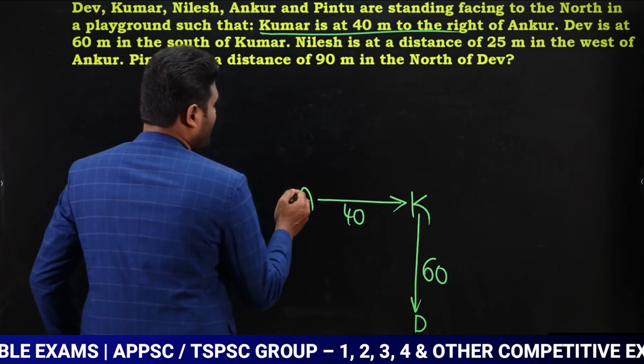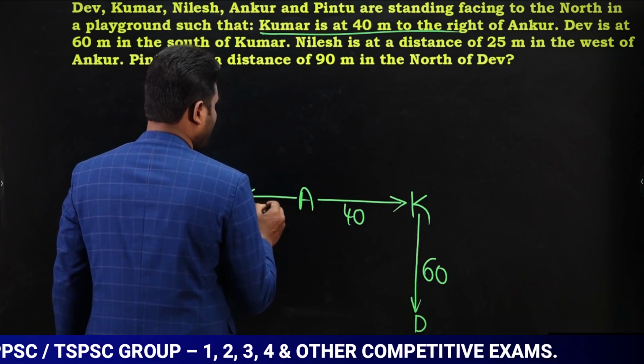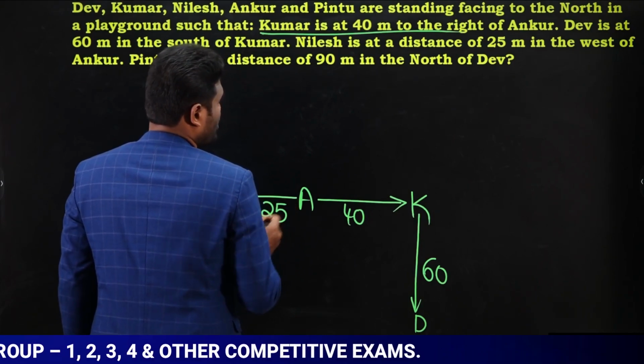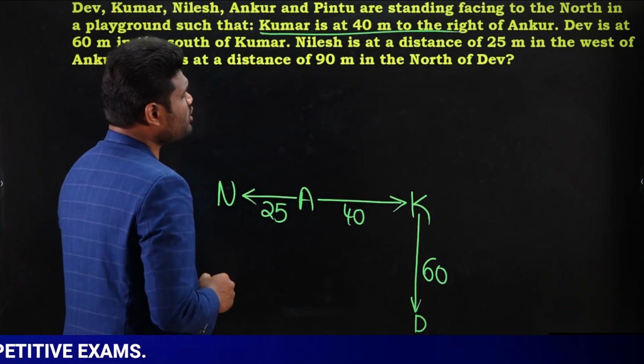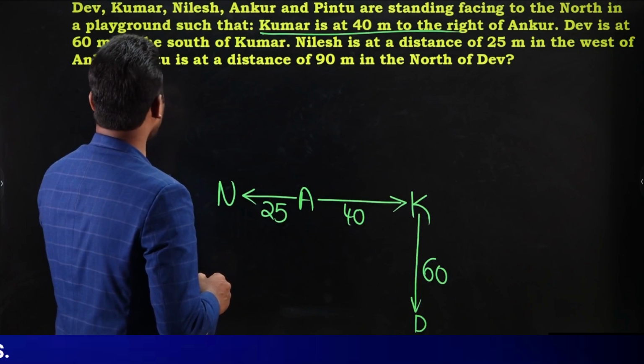This is Ankur. For Ankur, how many meters west? 25 meters west. Who is there? It seems Nilesh. Nilesh is at a distance of 25 meter to the west of Ankur.